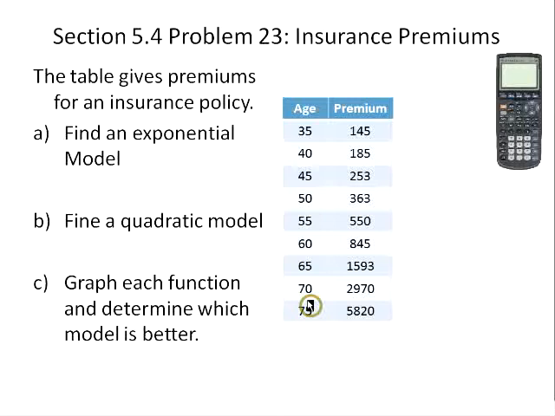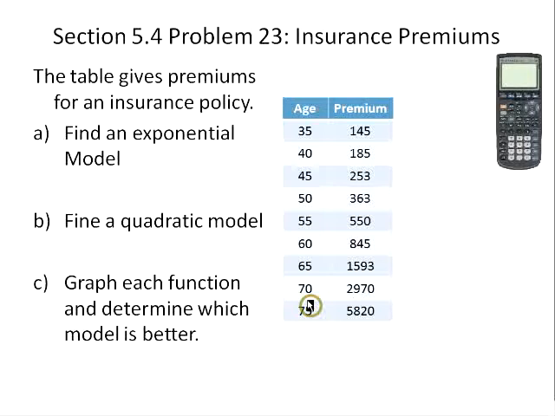It says the table below gives the annual premiums required for a $250,000 20-year term life insurance policy on female non-smokers of different ages. What we want to do first is find an exponential function that models the monthly premium as a function of the age of the female non-smoking policyholder. That's part A. In part B, we want to find the quadratic function that is the best fit for this data. And then C, we want to graph each of these on the same axes with the data points to determine visually which model is a better fit for the data.